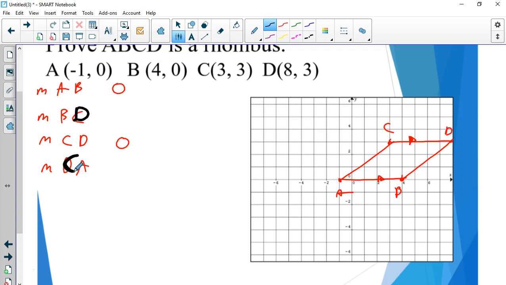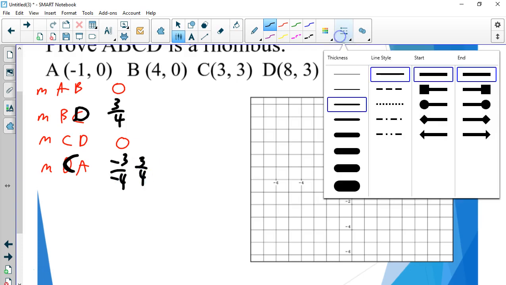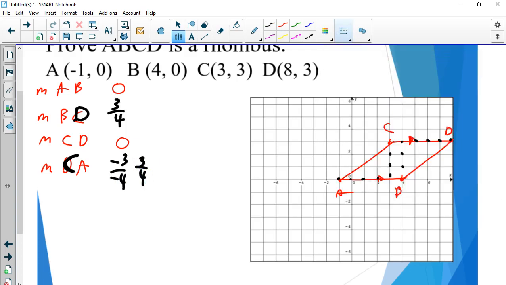Okay, so BD, starting at B or D, doesn't matter. From B, I go up 1, 2, 3, so up 3, that's positive. And right 1, 2, 3, 4. Positive. From C, I go down 3, 1, 2, 3. That's -3. And I go left 1, 2, 3, 4. That's -4. But that's the same as 3/4. So BD and CA are also parallel. As soon as I do that, I've proven that this is a parallelogram. So I'm good to go on that part.